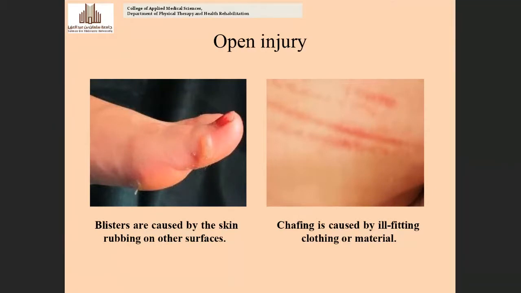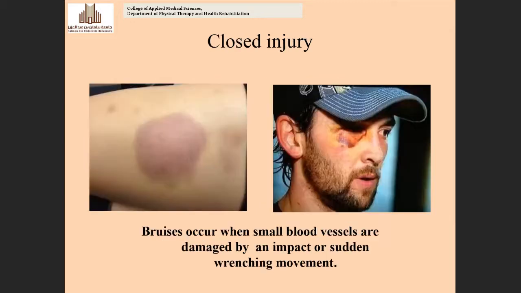So blisters are caused by the skin rubbing on other surfaces, right? If you are without training, if you are walking or running or doing any games or participating in any sports activities, there are chances of blisters. And chafing is caused by ill-fitting clothing or material, right? So if you are not using the proper shoes or the proper clothes while playing any games, it may lead to some type of abrasion or injury to the skin. So this is known as chafing, right?